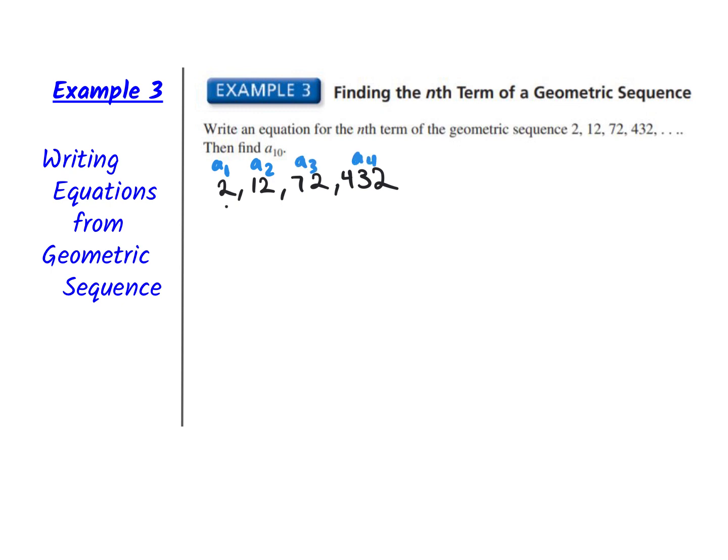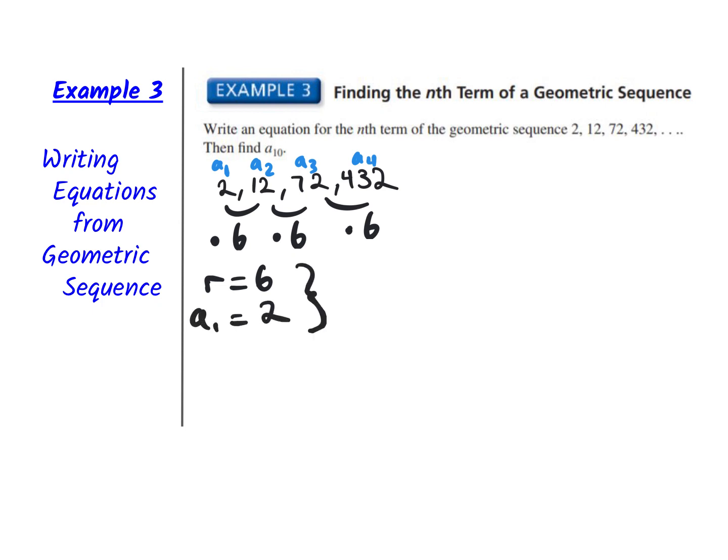So we have the first, second, third, and fourth term. To see how it changes from 2 to 12, we can take the bigger number 12 and divide 2, or 72 and divide 12. Either way, we figured out we're multiplying by 6. Each step we multiply by 6. Therefore, to find the 10th step, we just need to multiply by 6 consistently.